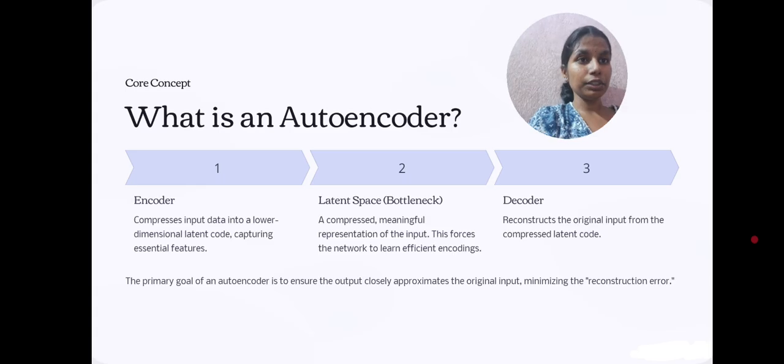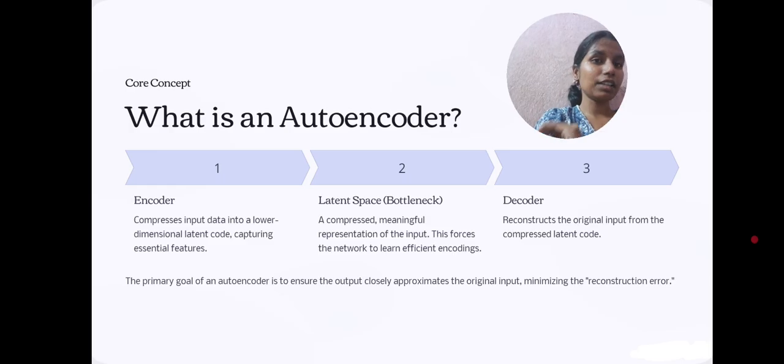First step, whatever the given data, it captures the essential features, and those essential features are converted into a lower dimensional latent code. It removes the inconsistency, the unnecessary features, and the redundancy in the data, and the noise-free data is compressed into a lower dimensional latent code. The second is a compressed meaningful representation of the input, which forces the network to learn efficient encoding. And the third is the decoder. It reconstructs the original input from the compressed latent code.